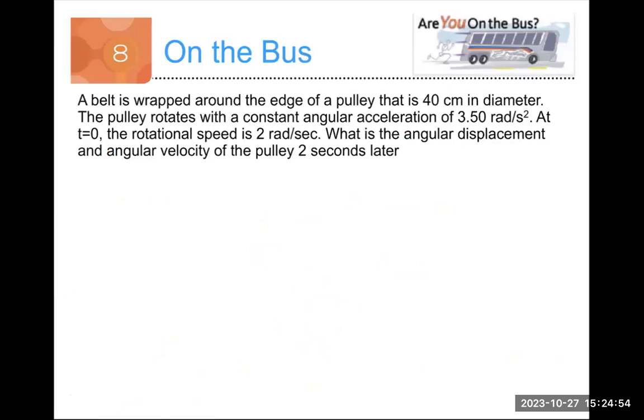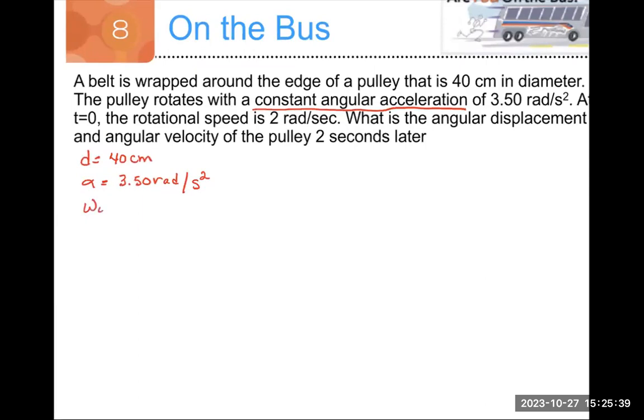In this one, we have a belt that is wrapped around the edge of a pulley that is 40 centimeters in diameter. So diameter is going to be 40 centimeters. The pulley rotates with a constant angular acceleration, so right away we know it's going to be a kinematic equation. That alpha, that acceleration, is 3.50 radians per second squared. At t0, the rotational speed is 2 radians per second, so omega initial is 2 radians per second.